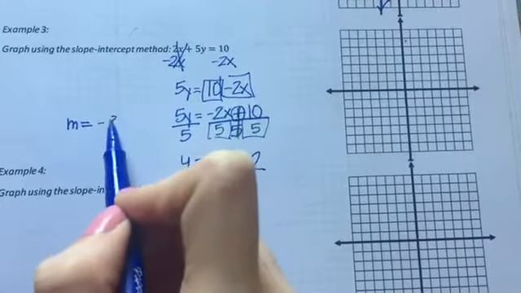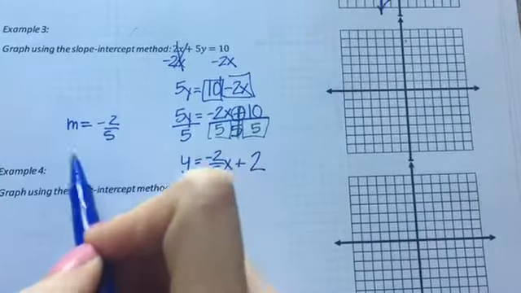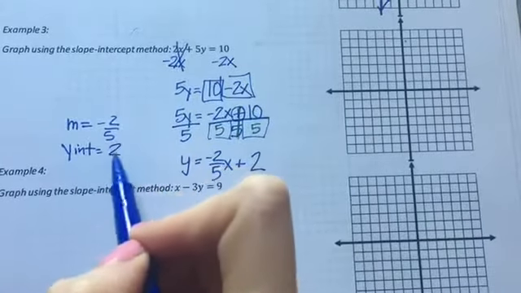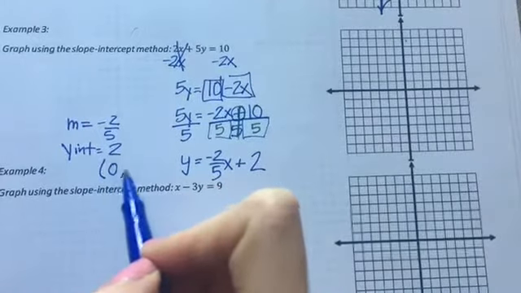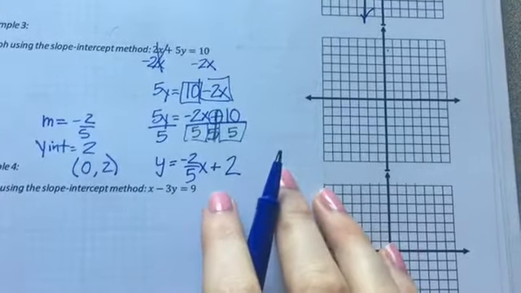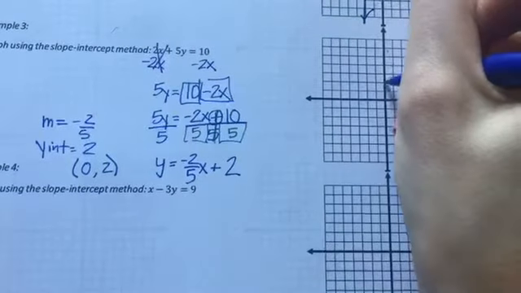Negative 2/5. And our y-intercept is what? 2. And if you want to write that in point form, you would say (0, 2), right? Okay, so the first thing we do is plot our y-intercept, (0, 2).